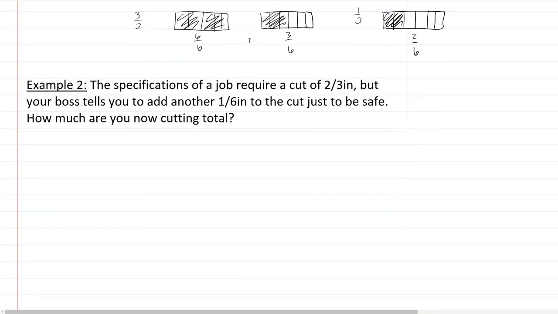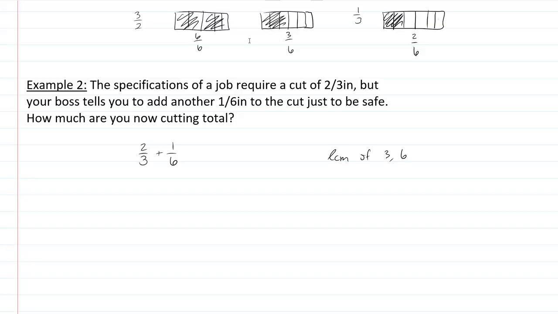Let's look at another example. The specifications of a job require a cut of 2/3 inches, but your boss tells you to add another 1/6 inches to the cut just to be safe. How much are you cutting now in total? So we have 2/3 plus 1/6. We have to first find the LCM of 3 and 6.